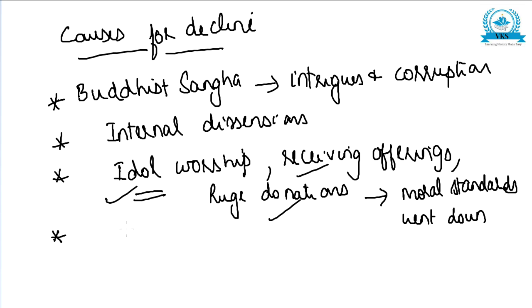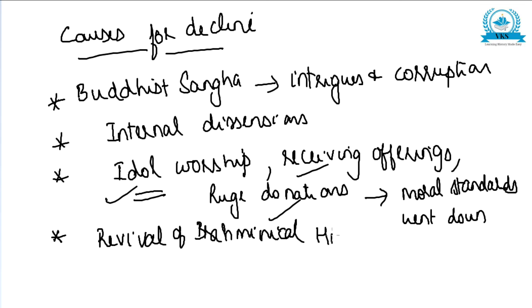Bhikshus are Buddhist sannyasis. Again, one more thing was revival of Brahmanical Hinduism. So what was the problem why people got converted into Buddhism? Because of the problems in Brahmanical religion. Now what happened? Brahmanical religion revived itself. So the revival of Brahmanical religion also gave a setback to the cause of Buddhism. When the Brahmanical Hinduism started to revive, it started to take off all the bad practices from their religion. The conversion became less. So the revival of Brahmanical Hinduism also gave a setback to the cause of Buddhism.